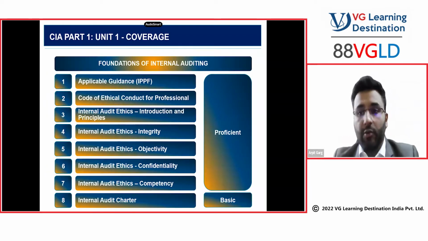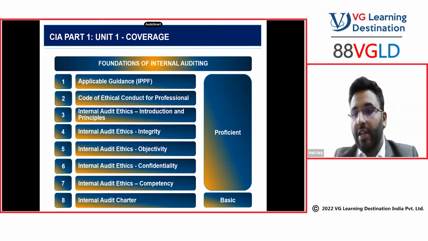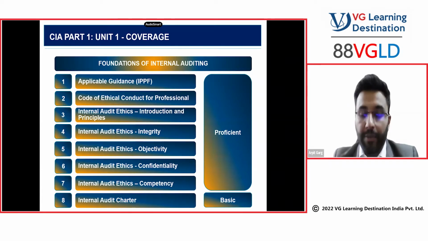Now, what does Unit 1 cover, folks? Unit 1 is bifurcated into 8 subunits. Foundation of Internal Auditing has 8 subunits. They include applicable guidance, IPPF, and the Code of Ethical Conduct for Professionals. It includes the basics about internal audit ethics, as in the introduction, the reason for the Code of Ethical Conduct, the aspects of the Code of Ethical Conduct, and the different principles of the Code of Ethical Conduct. That's the third subunit.